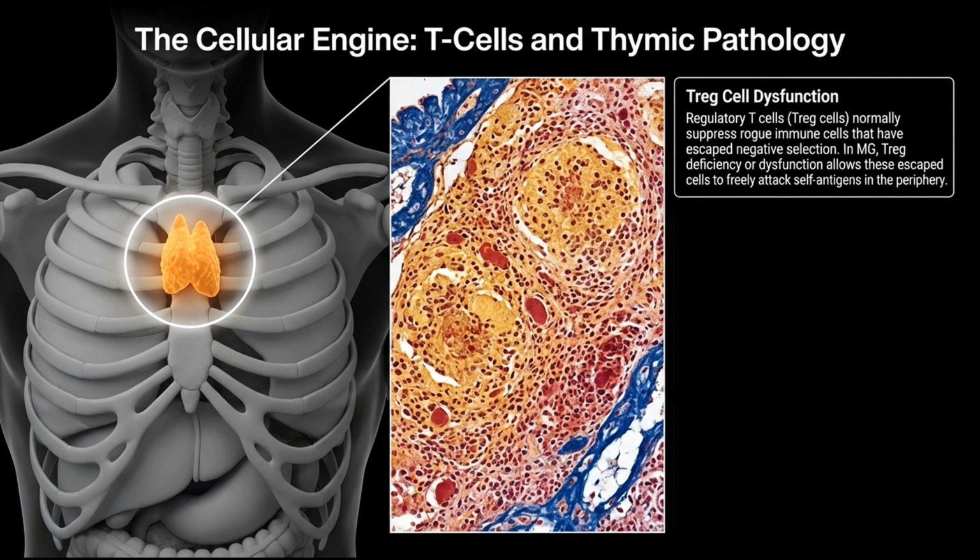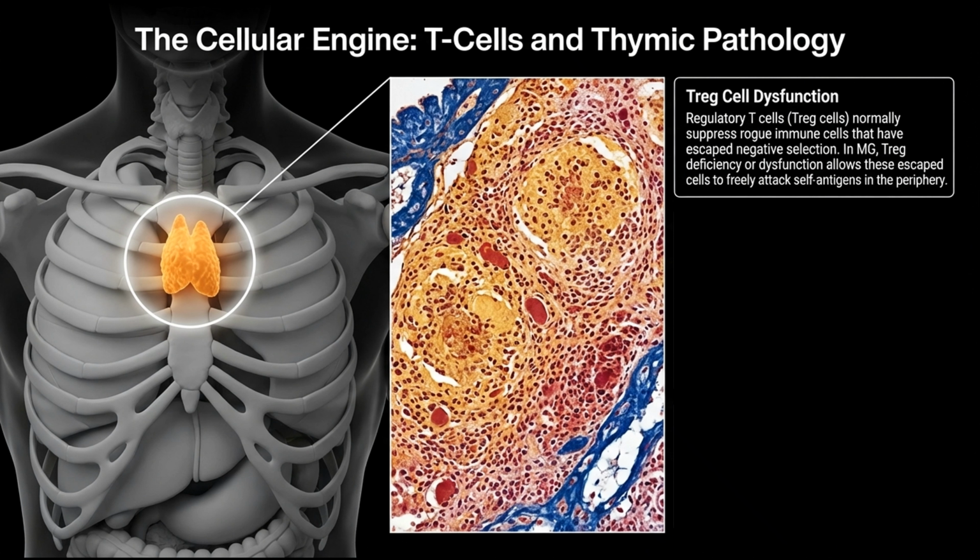Treg cells are critical in suppressing activation of other immune cells that have escaped negative selection in the thymus. When these cells escape negative selection and are not suppressed in the periphery, they attack self-antigens. Deficiency or dysfunction of Treg cells contributes to the pathogenesis of MG and many other autoimmune diseases as well.